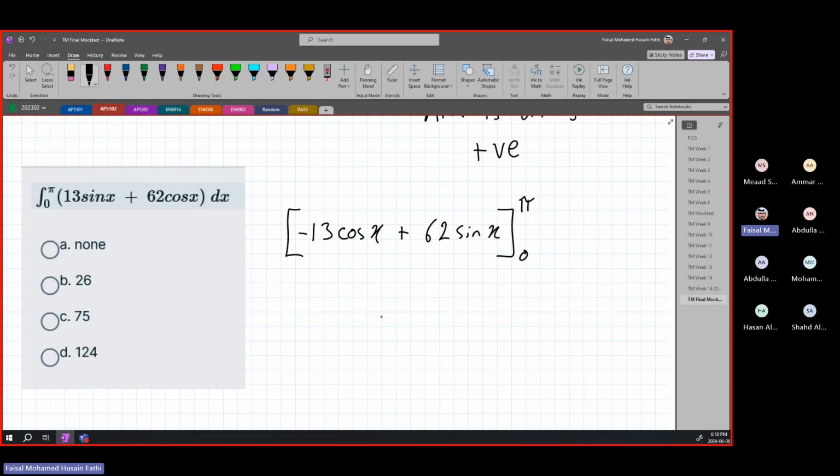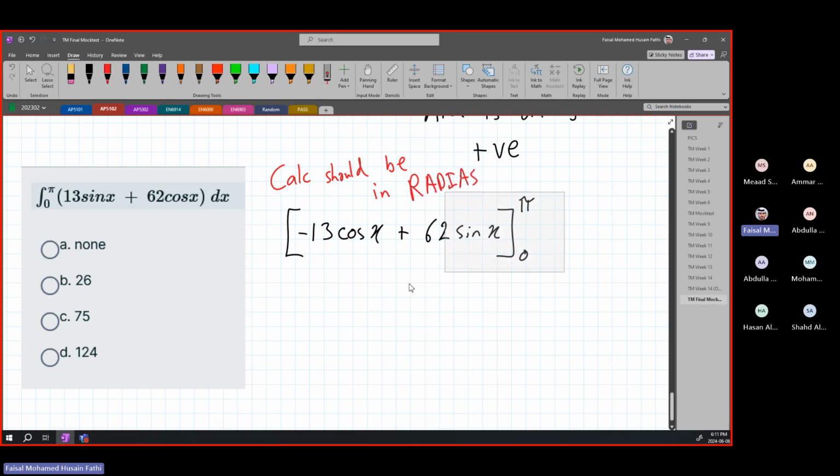Very important point here. Calculator should be in radians. All right, when you're integrating, just make sure your calculator is always in radians, because your sine and cosine from 0 to pi, that means you are dealing with radians. So you can either do the manual method, or you can just put this directly in your calculator, but make sure it's in radians.